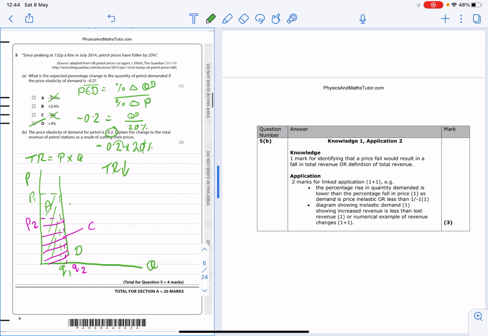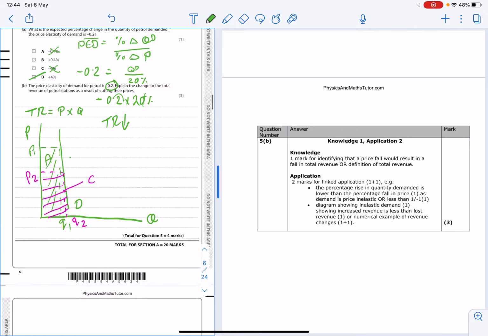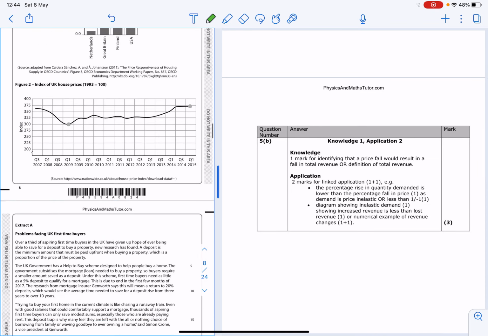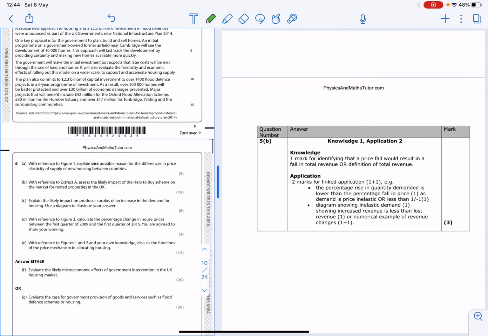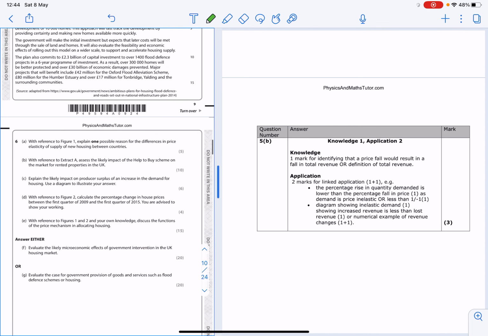So that's the end of section A, which is worth 20 marks out of the paper. Section B, you have passages to read, charts to look at, and then you've got your questions to answer, just like you have in the macro paper. So you get 5, 10, 6, 4 and 15, and then you get a choice of 2 essays.